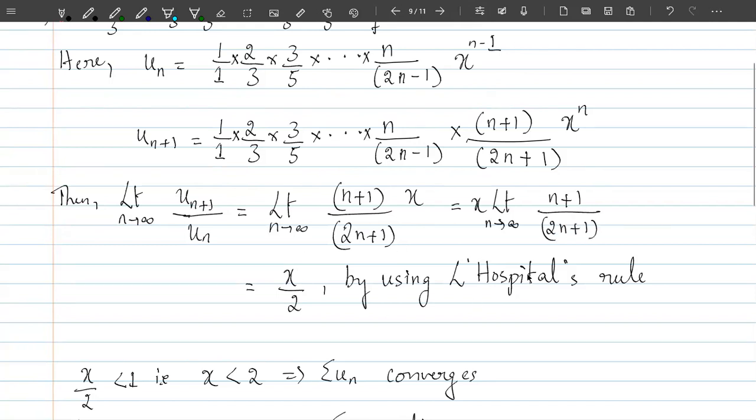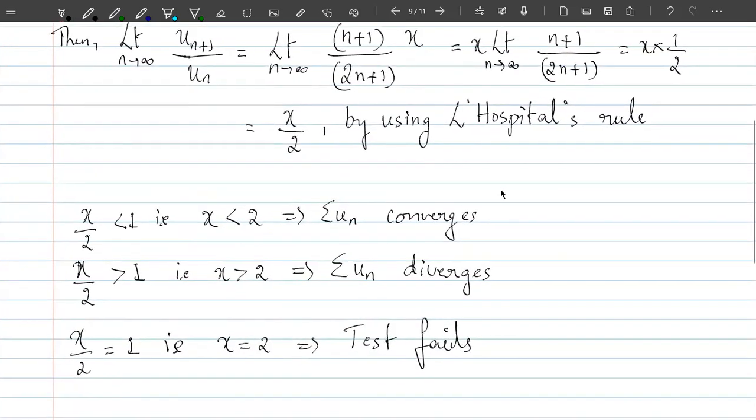So when you calculate the limit here by using L'Hospital's rule, I get 1 in the numerator and I get 2 in the denominator. So what will be the value of the limit? It will be x by 2. That is x into 1 by 2. So I get x by 2.